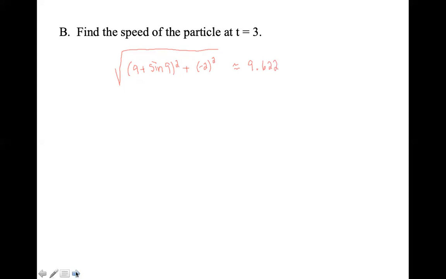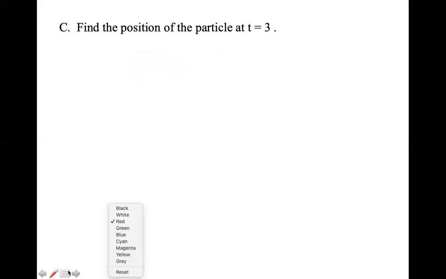All right, part C asks, find the position of the particle at t equals 3. So to find the position of the particle, we're going to need both the x and the y coordinate of that position. So if I do x of 3, that's going to be our initial position plus the integral from 0 to 3 of x prime of t dt.